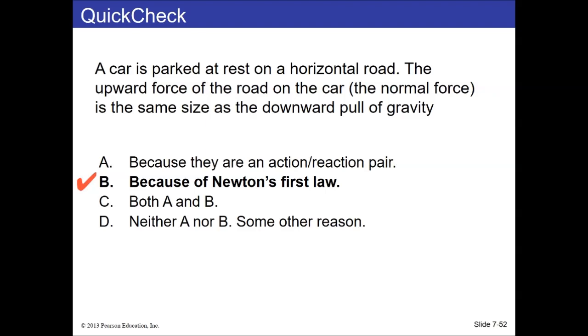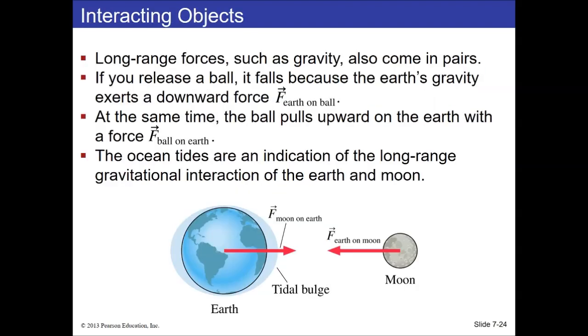This car is at rest because it's obeying Newton's first law. Object at rest will stay at rest unless acted on by an external force. And so if there's no external forces, if there's no F net, then the object's at rest. And you don't need to explain that. It's just, that's the way it is. All right, so let's start looking more at these interactions.